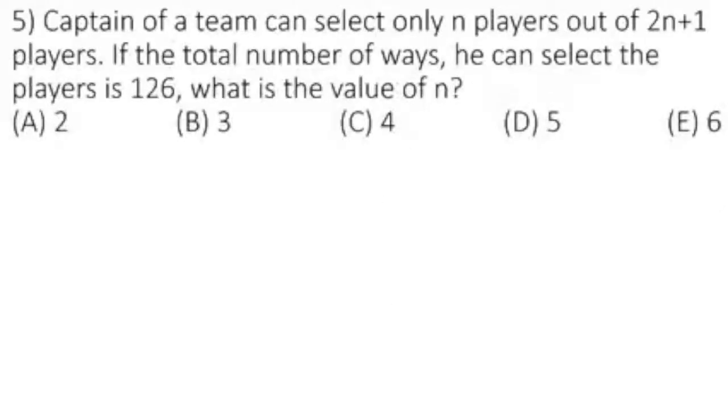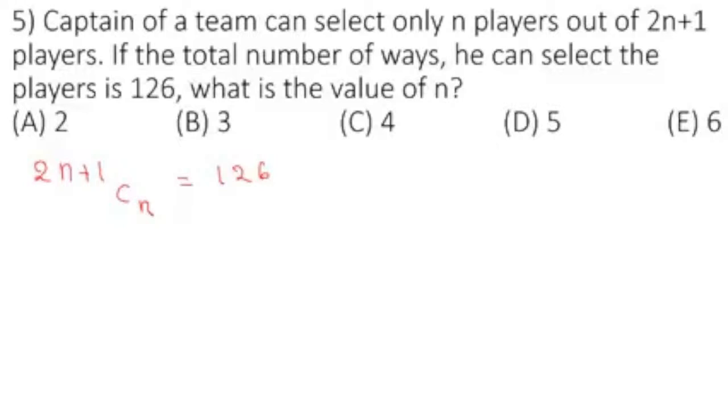Here you need to understand how to write the outcome. A captain of a team can select only n players out of 2n plus 1 players available. The total number of ways he can select the players is given as 126. So selection is happening here. In that he is selecting only n players, which is equal to 126.